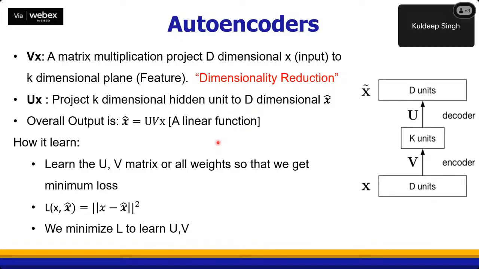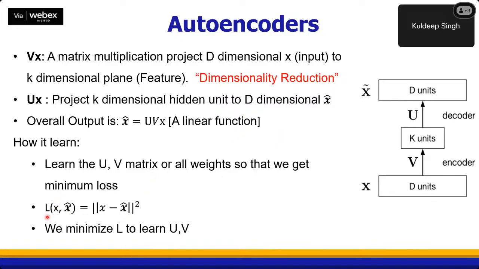Now, how do we learn? How do we train this network? What we have to do is learn these U and V matrices, which are weights. And how do we train this? What could be the loss function here? As you are aware, if we are going to train any network, we need to formulate a loss function. We have to minimize that loss function by adjusting the weights or parameters in the network.